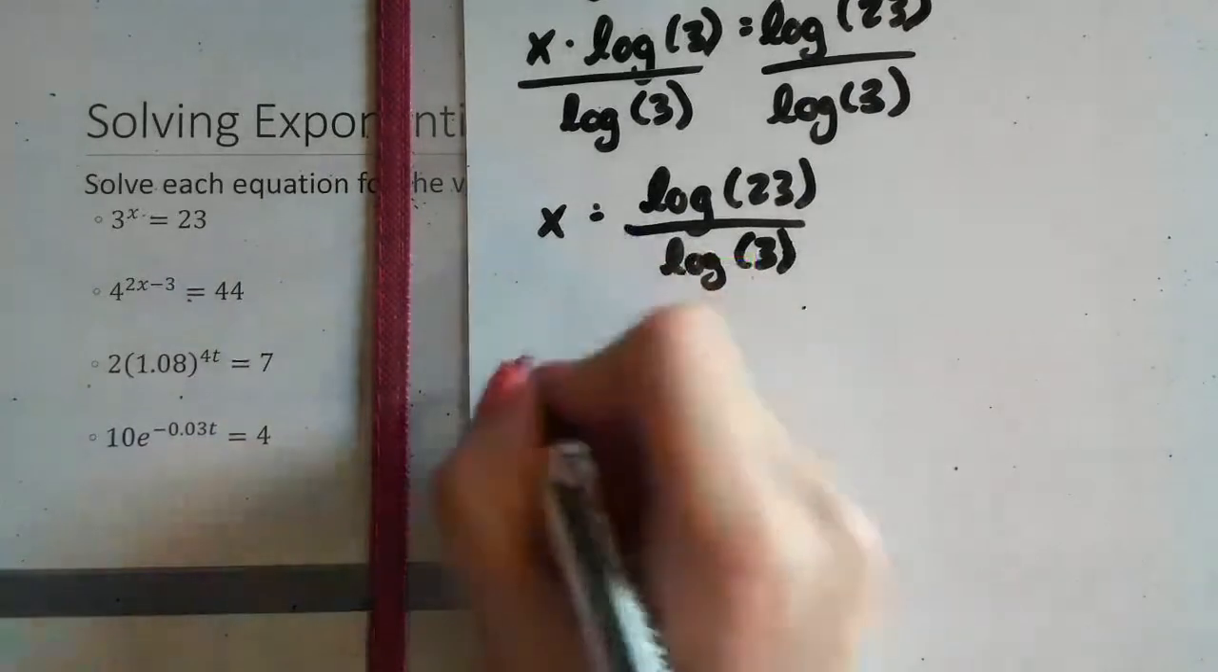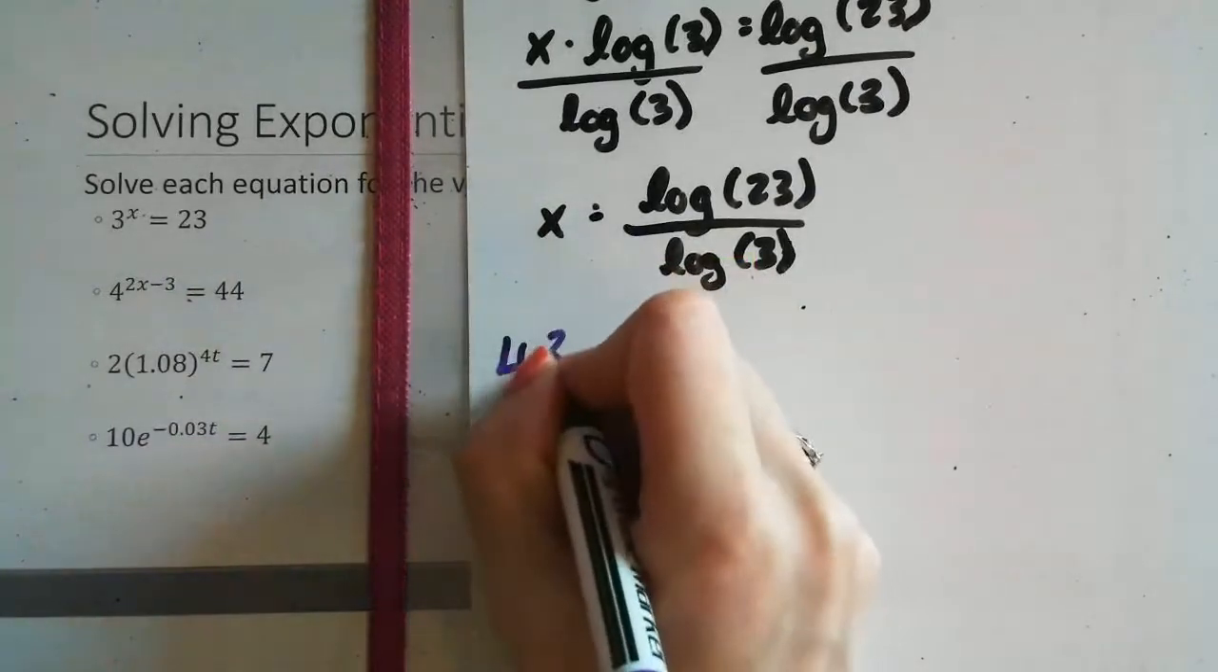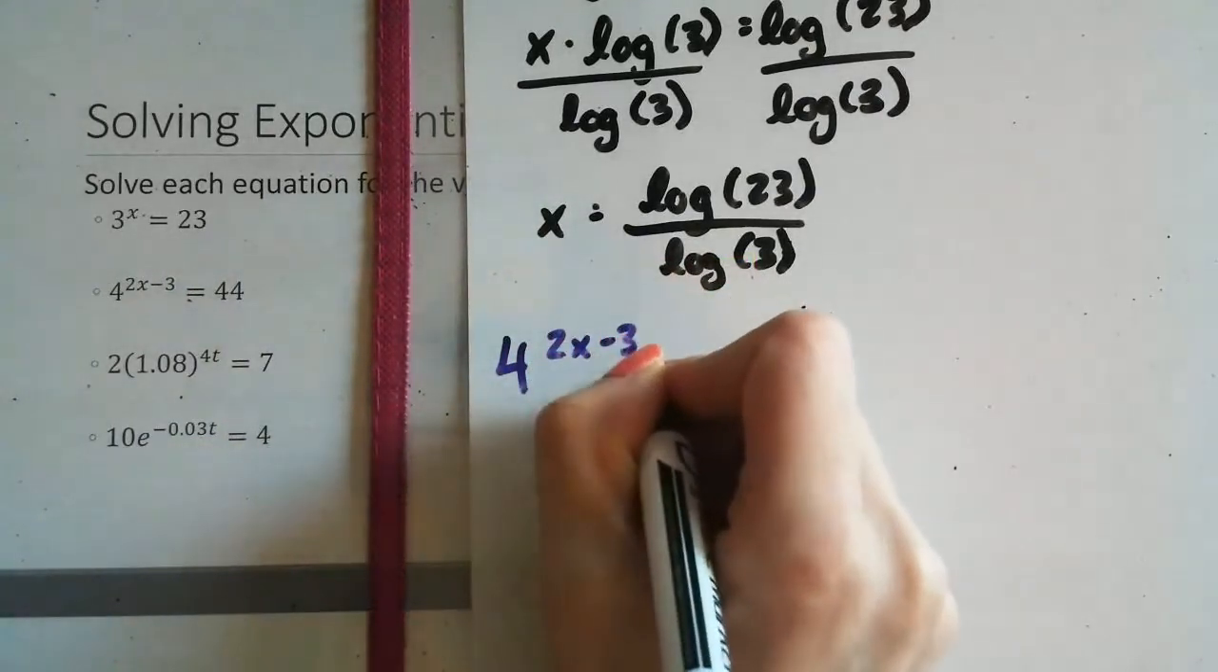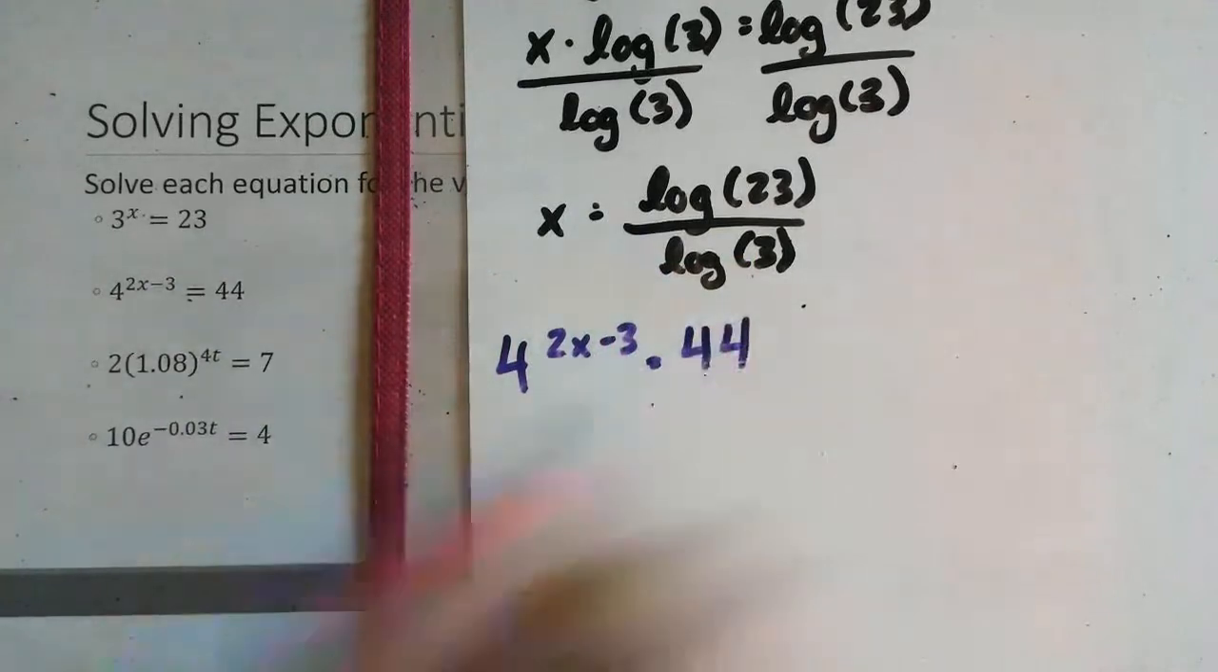Next up, we are looking at 4 raised to the 2x minus 3 power is equal to 44.